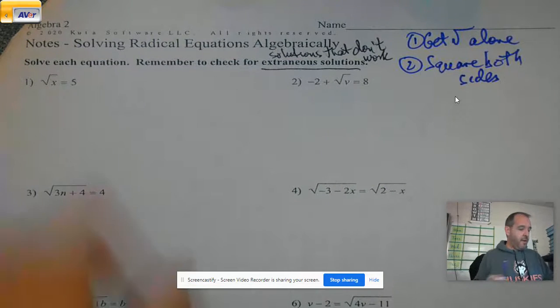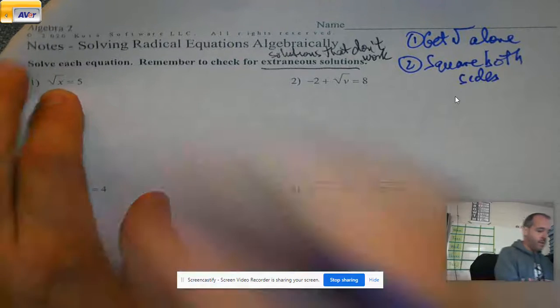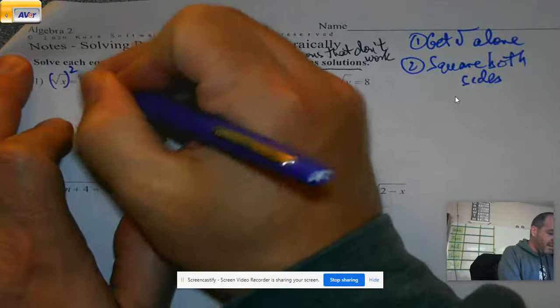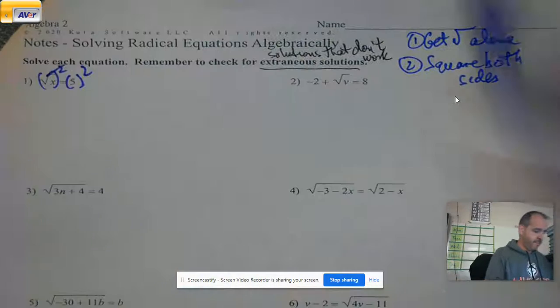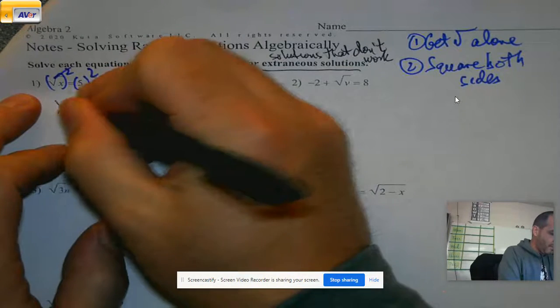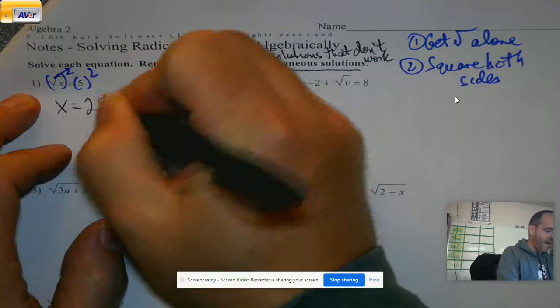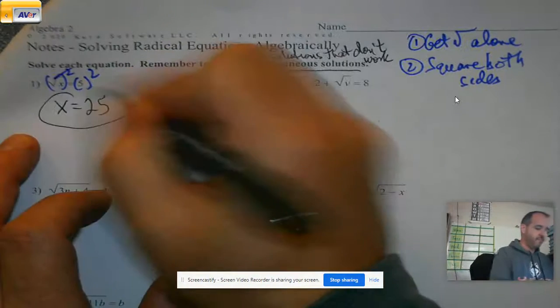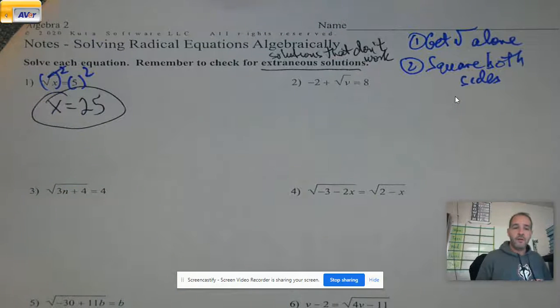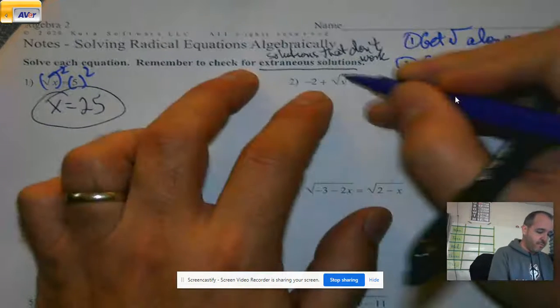Let's jump in. Radical's already alone. Good. Square both sides. All right. Because squaring and square root something is the same thing. 5 squared is 25. Does the square root of 25 equal 5? It certainly does. Are they all going to be that easy? No, but actually they're going to be much closer to that as far as the easy department goes than you would think.